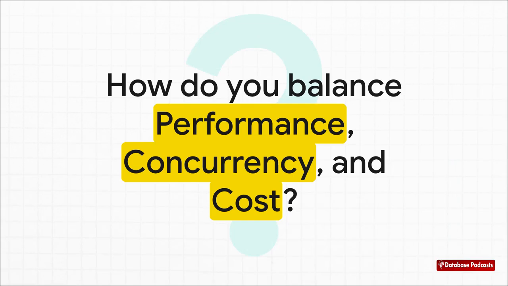So here's the big question, really. In any data warehouse, how do you find that perfect sweet spot between performance, concurrency, and cost? You want lightning-fast queries, right? That's performance. You need tons of users hitting the system all at once? Well, that's concurrency. And of course, you don't want your cloud bill to give you a heart attack. That's cost. The thing is, these three are always in a tug of war. But the good news is, Synapse gives you the levers to manage it.